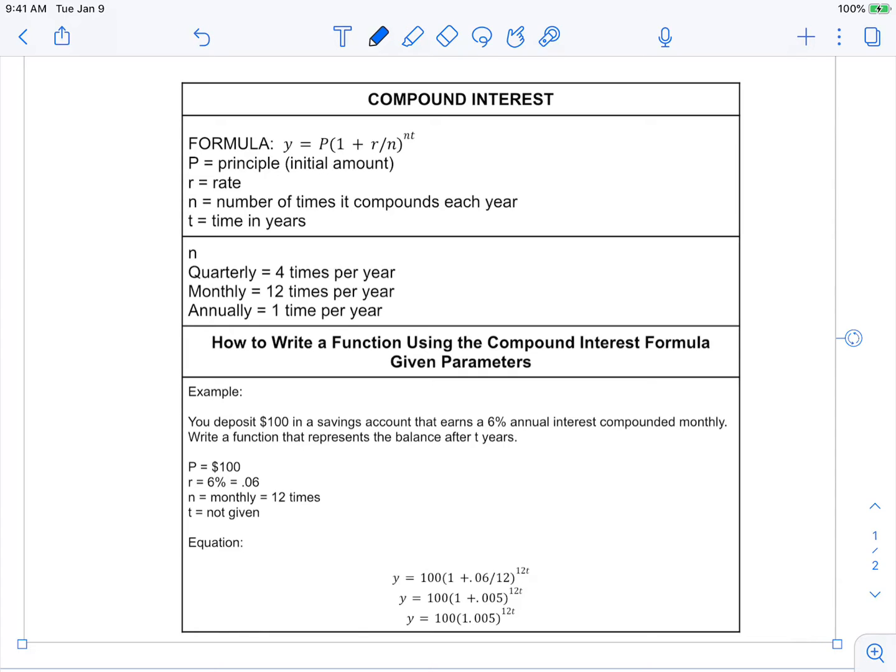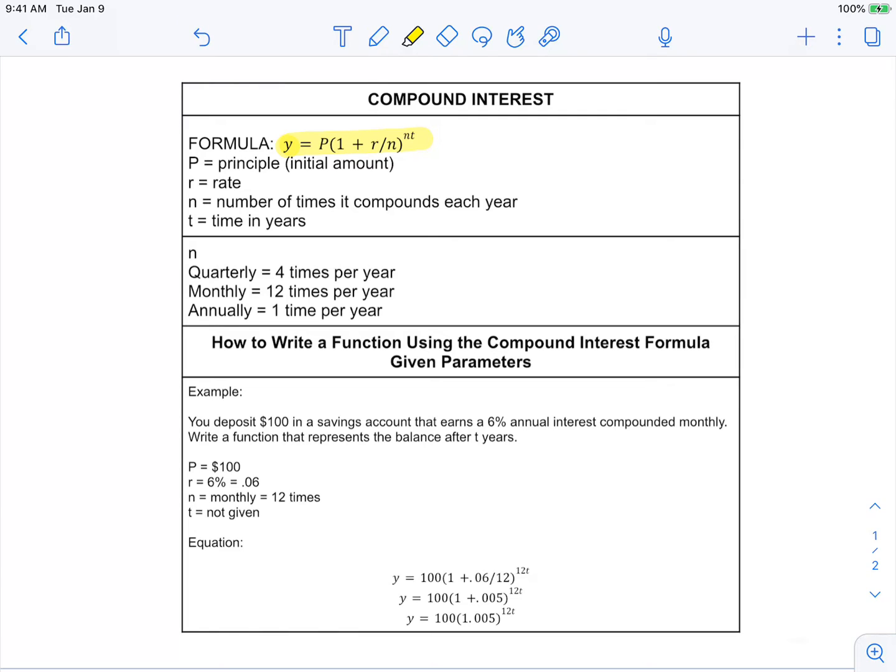So we're going to talk about compound interest, and compound interest is given by this formula right here, where your amount is your principal and then 1 plus your rate divided by the number of times, and then to the number of times your number of years.